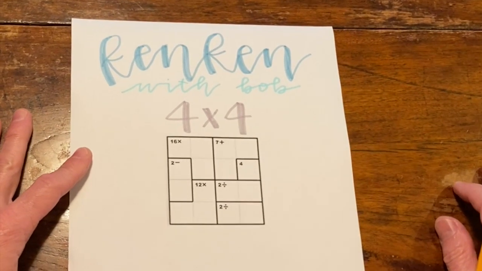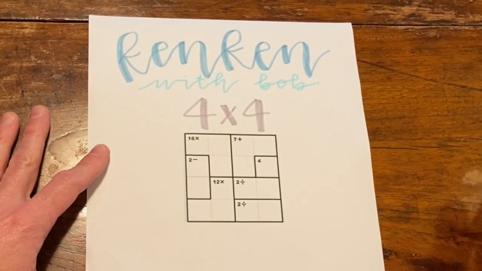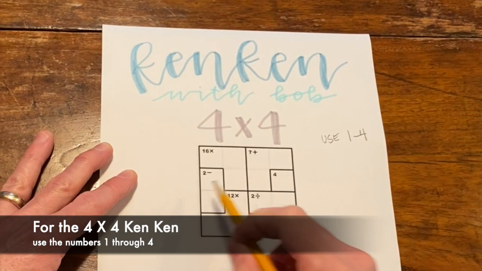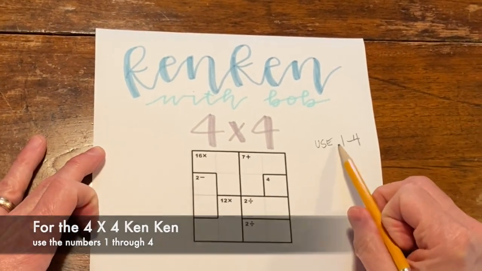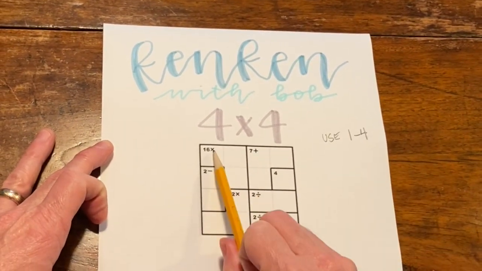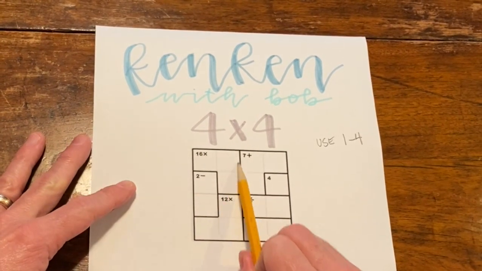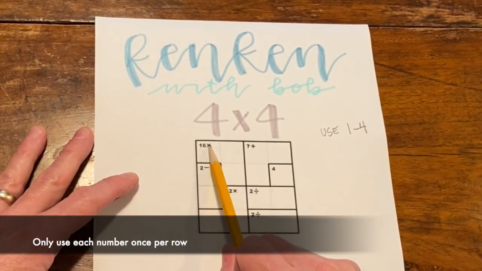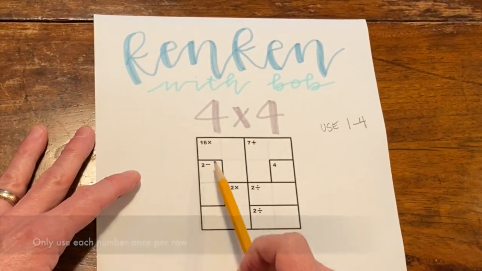KenKen with Bob. I'm going to show you guys how to do one of the easier KenKens. This is a 4x4 square. Because it's a 4x4 square, we're just using numbers 1 through 4. What you do is put the numbers 1 through 4, one of them into each of these small boxes. And we cannot repeat in any row, and only once in each column.